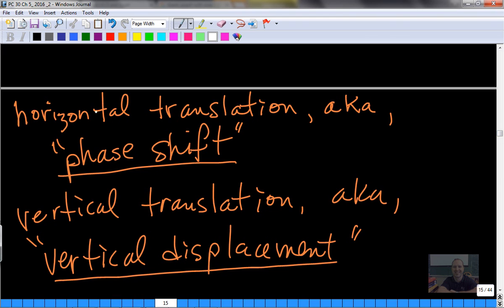Okay, so here are some notes too that I don't know if you need to write down. You should know this already, but a horizontal translation is also called a phase shift. You might see it as phase shift.